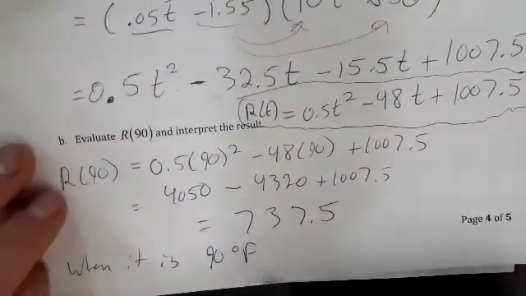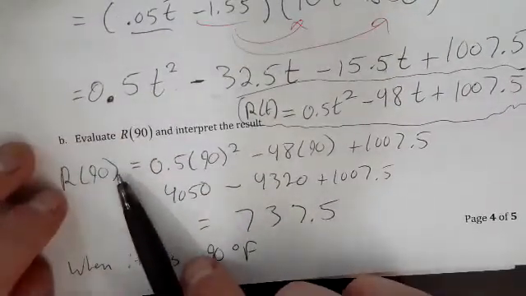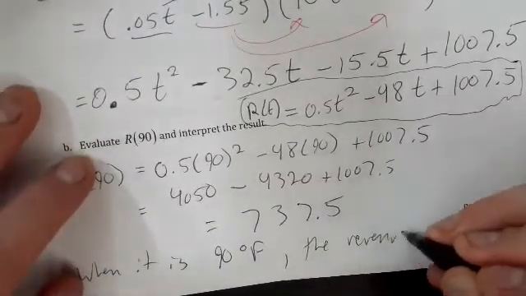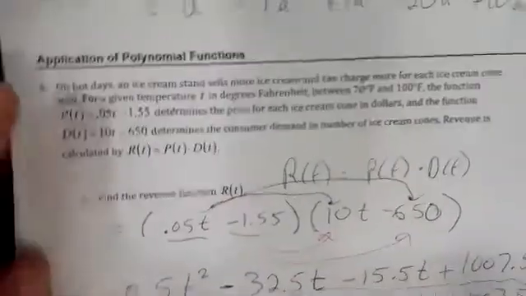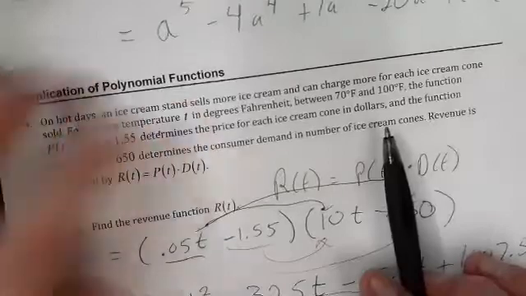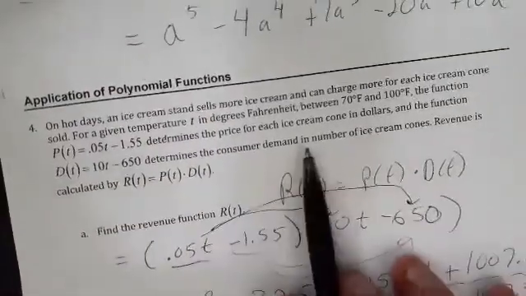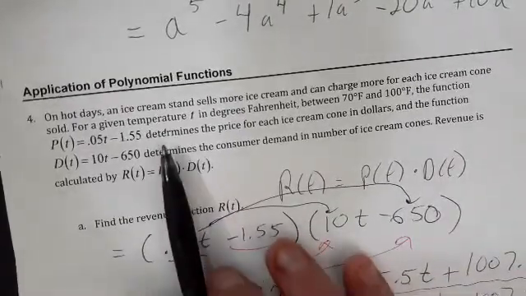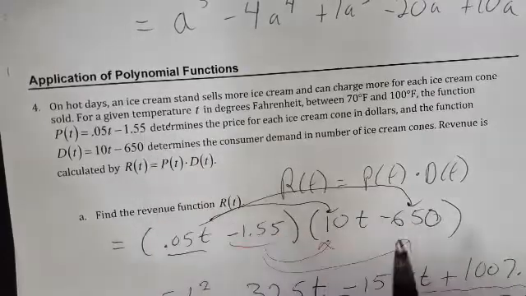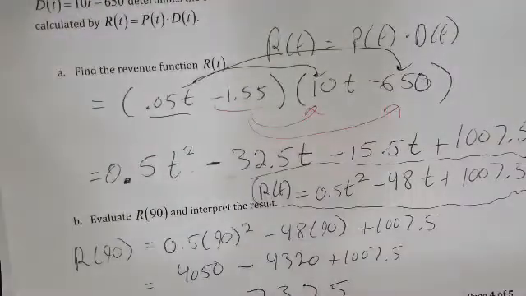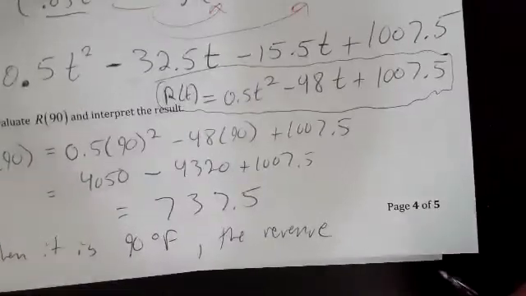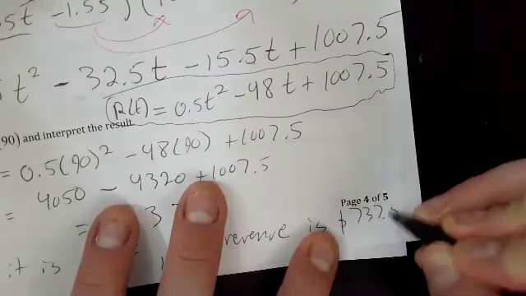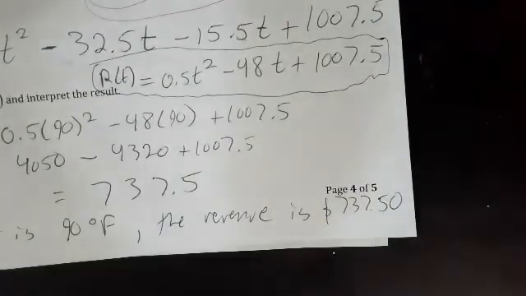So what we're talking about here is when it's 90 degrees Fahrenheit, the revenue is the other variable. And do they say what it is? They're talking about in dollars. This determines the number of ice cream cones in dollars. So if the price is in dollars, then our revenue is also going to be dollars. When it is 90 degrees Fahrenheit, the revenue is 737.50. We're going to add that 0 to make it a cent.